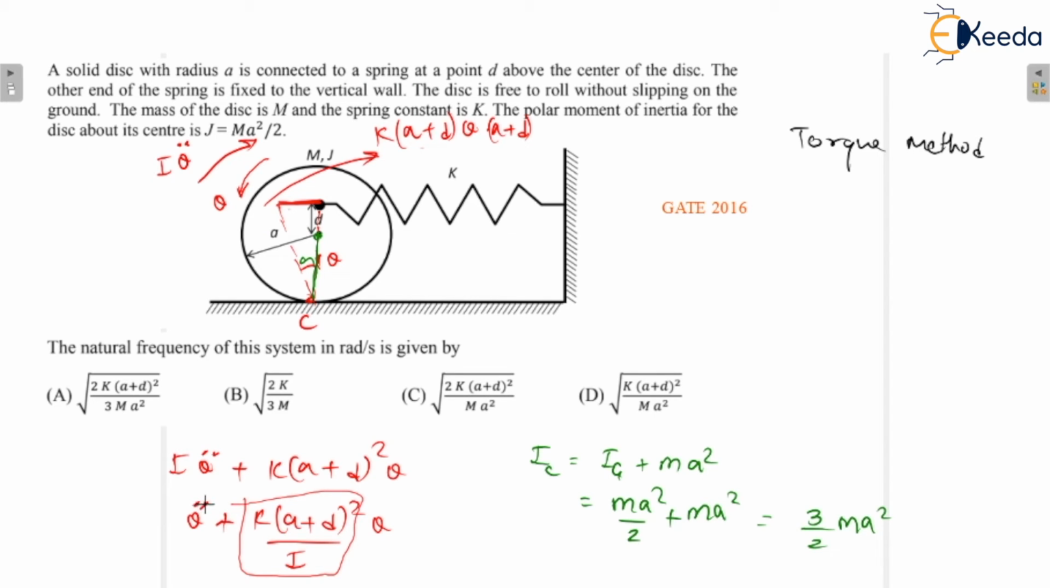So according to the options, which one is correct? Option A would be the correct answer. So it is easy to find the natural frequency by applying the torque method. We just have to write down the equations accurately, then you will get the final answer. I hope you understand the solution of this question. Thank you.